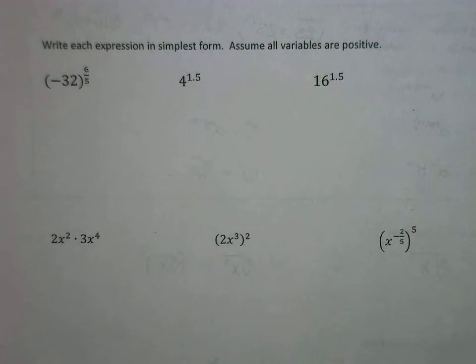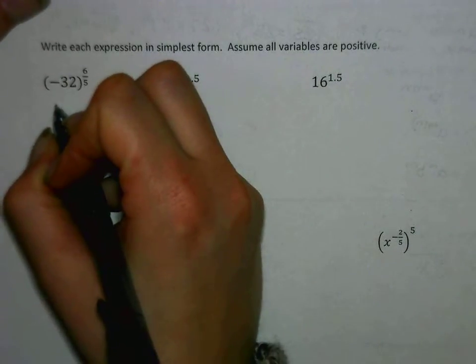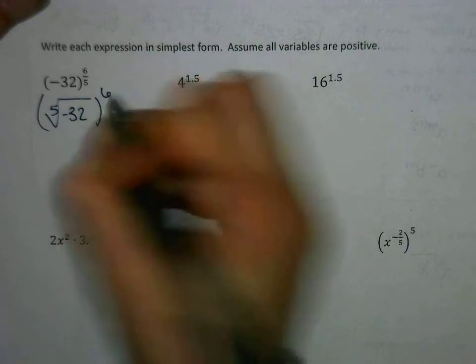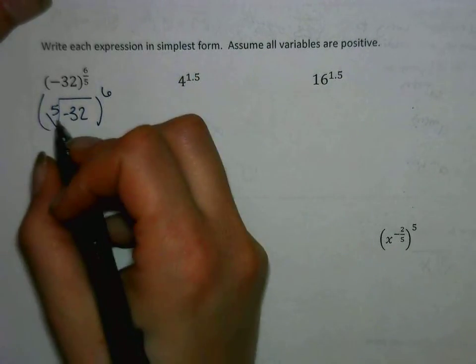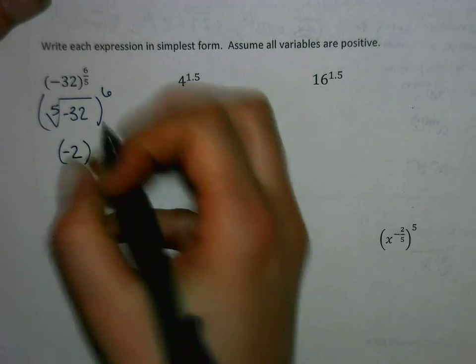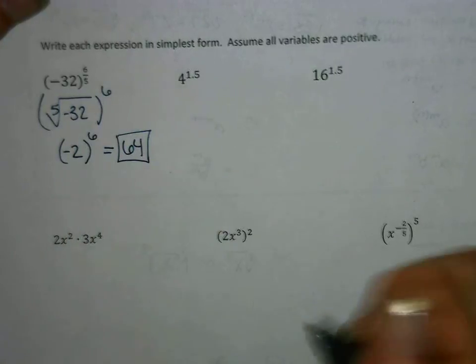Today we're going to continue with rational exponents and simplifying each expression. So let's take a look at negative 32 to the 6/5 power. So we have the 5th root of negative 32, and then we're going to take it to the 6th power. So I know the 5th root of negative 32 is negative 2. To the 6th power, we get a positive 64.